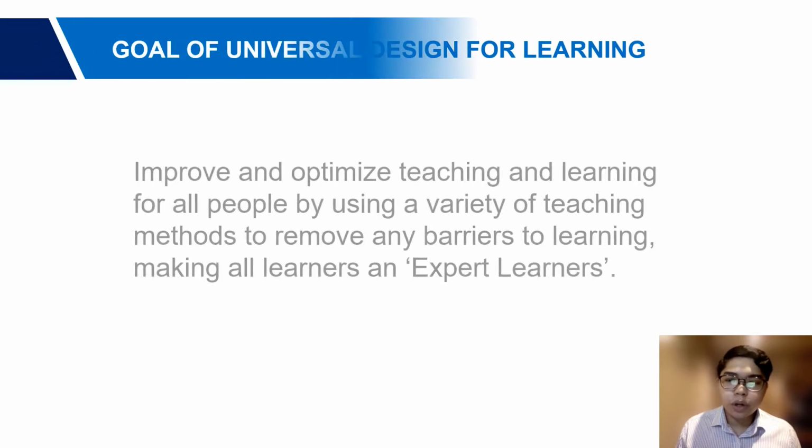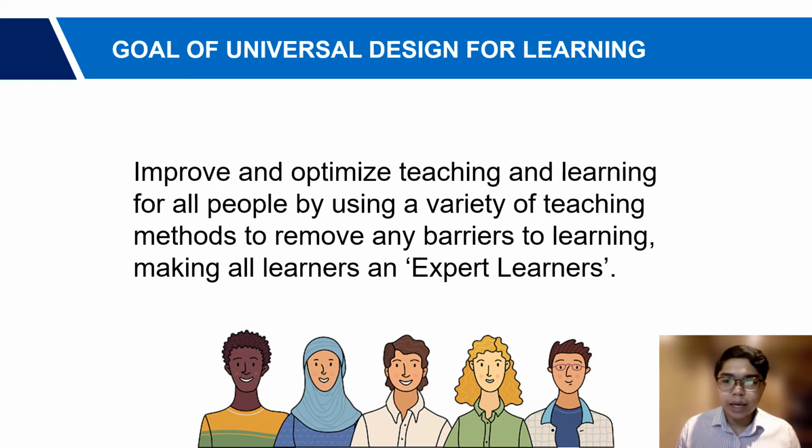Here is the goal of universal design for learning. It is to improve and optimize teaching and learning for all people by using a variety of teaching methods to remove any barriers to learning, making all learners expert learners. Now, you can see that it is the opposite, since UDL is about creating a flexible design for learning that can be adjusted according to the student's needs.